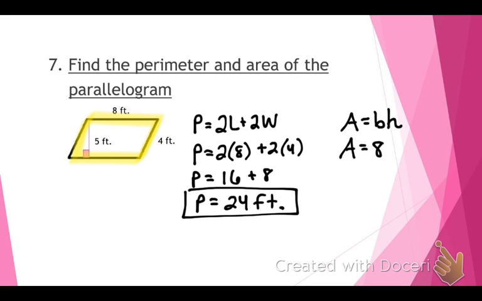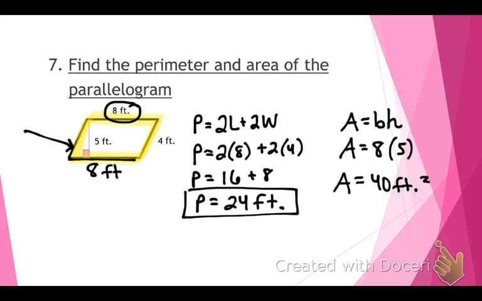Remember what we know right here. This is parallel with this, so this is also the base down there. Times what? 5. How do you know that that's the height? Because it forms the right angle with the base. Very good job. And Deasia, what's my answer? You are correct. 40 feet squared.